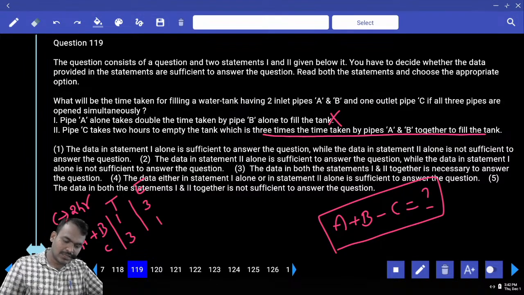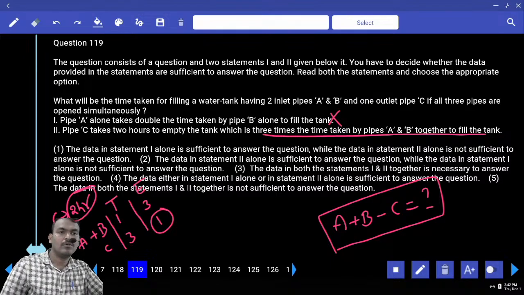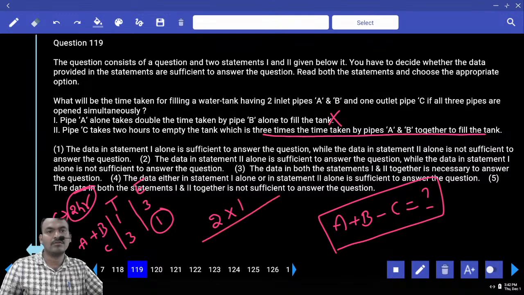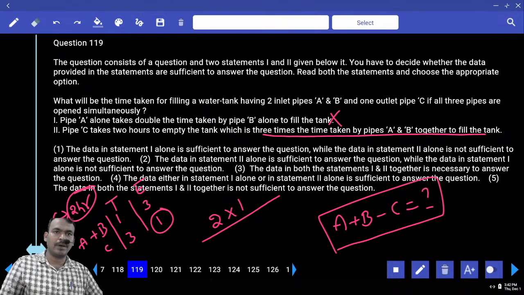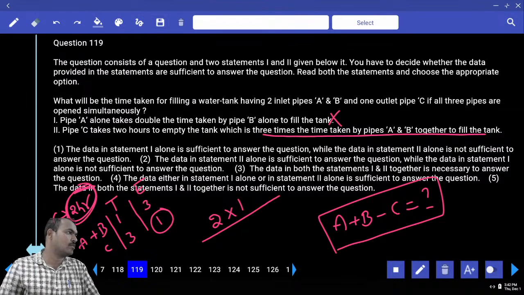3:1 or not? What is the C time? C efficiency? 1 part. What is the C time? 2 hours. What is the total tank capacity? 2 into 1 or not? Yes or no? What is the C efficiency? 1 part. What is the C time? 2 hours. Efficiency into time, we get the total work or not?